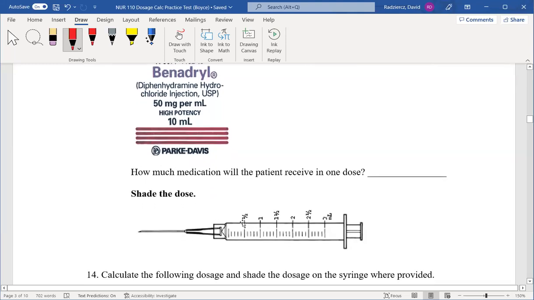I just remember, always shade in your syringes, because you will miss that question even if you got all the math right and answered it correctly. Make sure you're shading in your dose on your syringe.